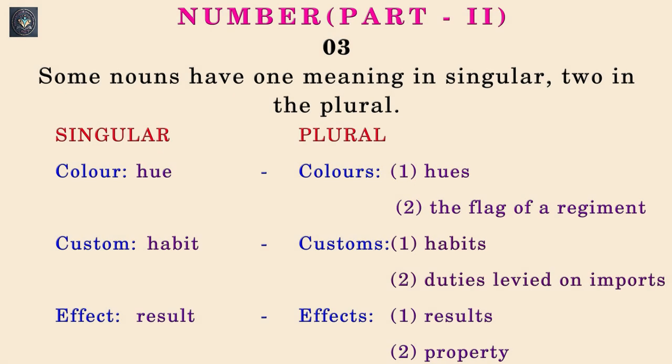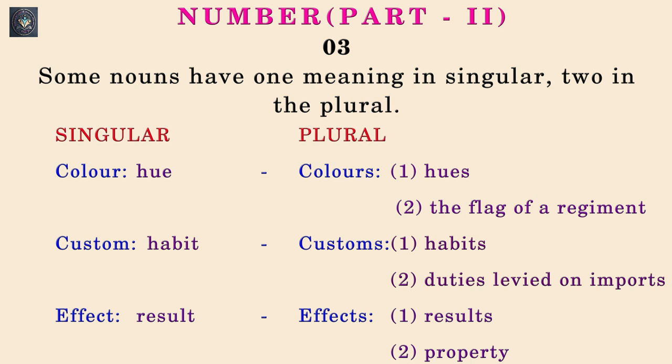Rule number 3. Some nouns have only one meaning in singular, two in the plural. Let's see the examples. In singular, color has only one meaning, that is, hue. In plural, colors has two meanings, that is, hues or the flag of a regiment. In singular, custom has only one meaning, that is, habit. In plural, customs has two meanings, that is, habits or duties levied on imports.